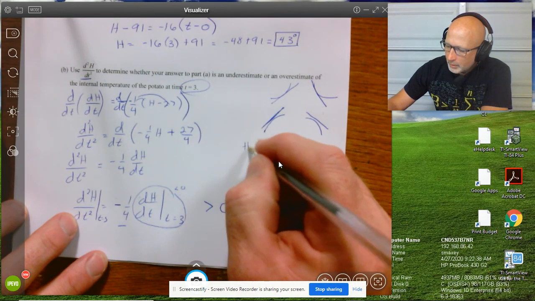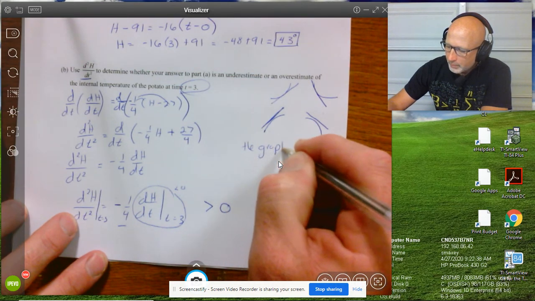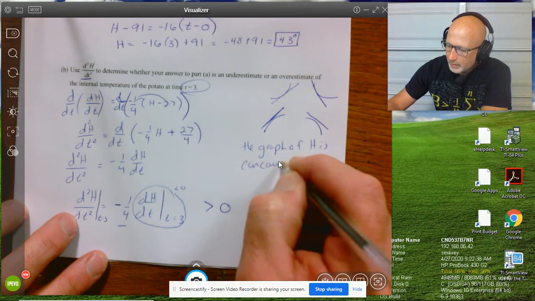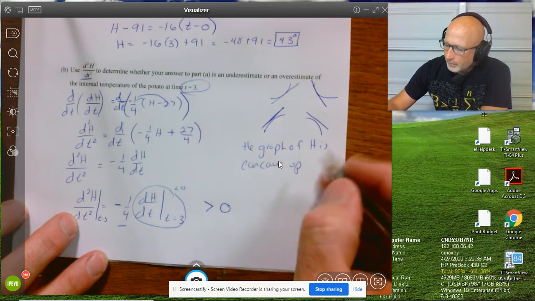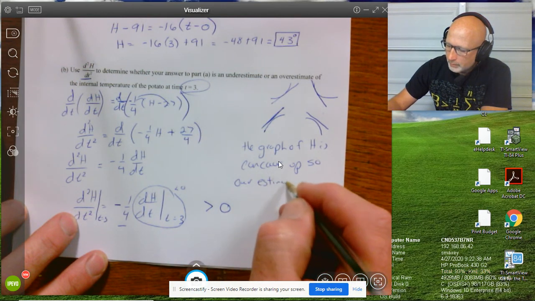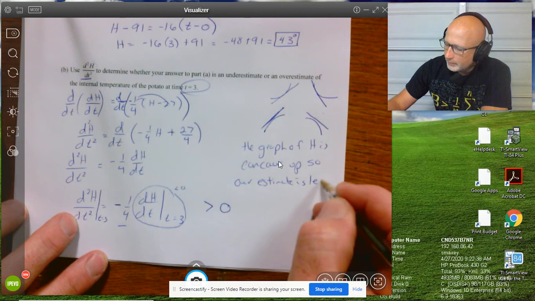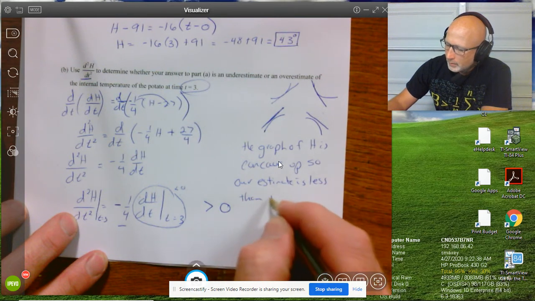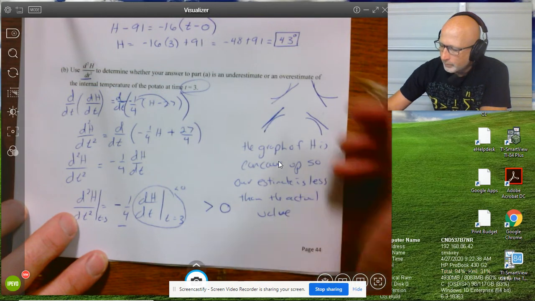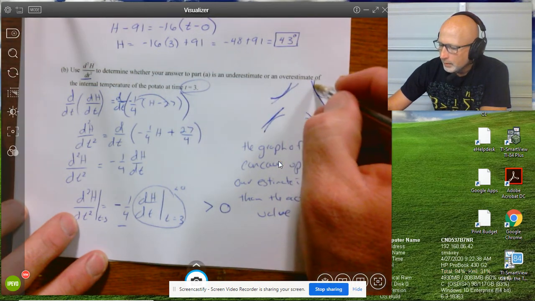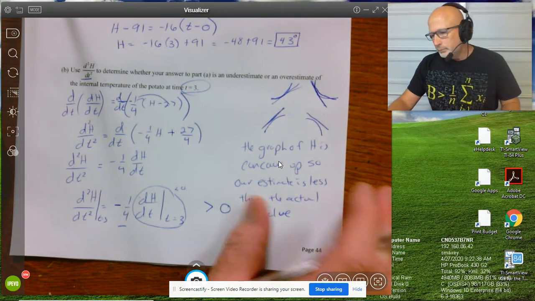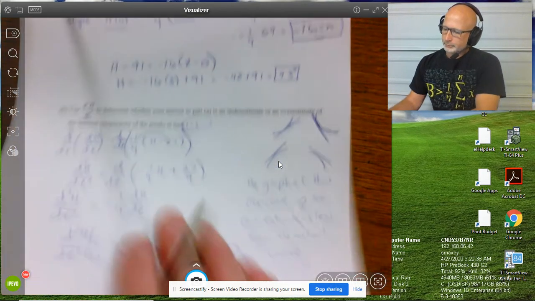Okay, so what does that mean? The graph of h is concave up. So our estimate is less than the actual value. Okay, because once again we're here. It's concave up, and the approximation is below that. Okay? On to C.